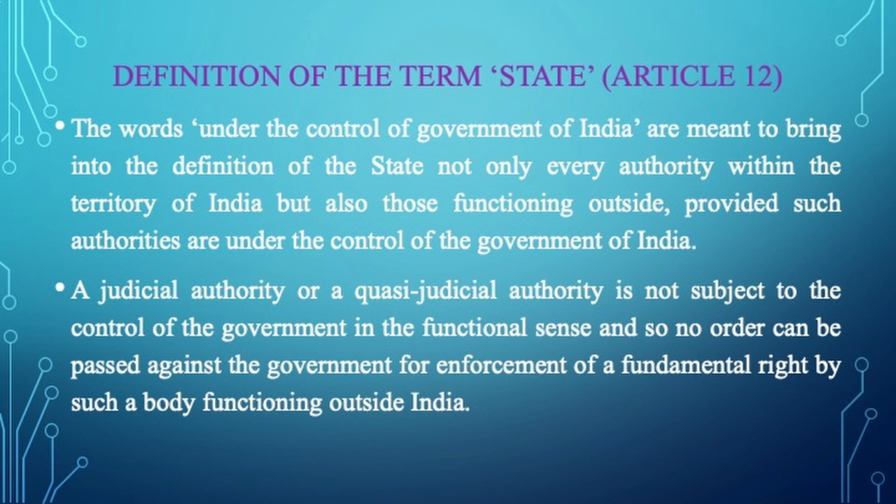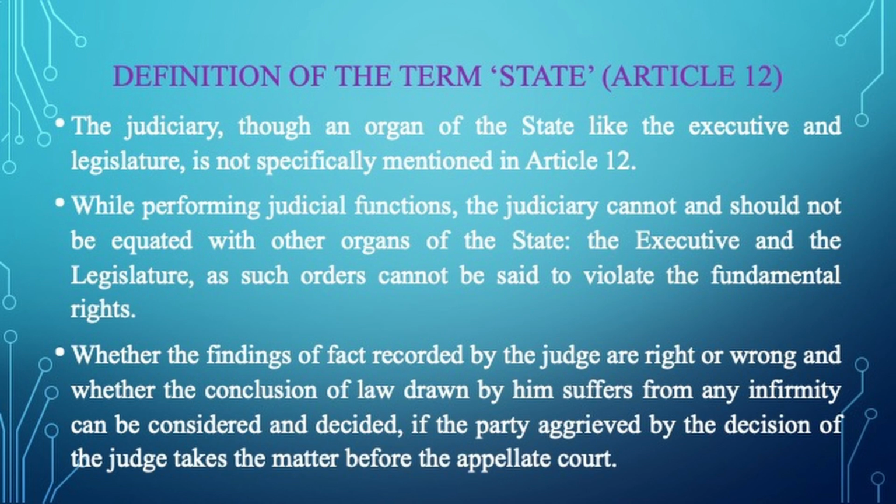The government should be in a position to give directions to the authority to function in a particular manner with respect to such function. If you look at Article 12, you will find that judiciary, though an organ of the state like the executive and legislature, is not specifically mentioned in Article 12. Now, does it mean that the judiciary is not meant to be included in the concept of the state? The answer would depend on the distinction between the judicial and the non-judicial functions performed by the court. While performing judicial functions, the judiciary cannot and should not be equated with other organs of the state, that is, the executive and the legislature.